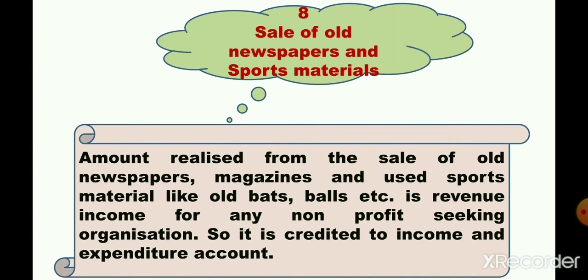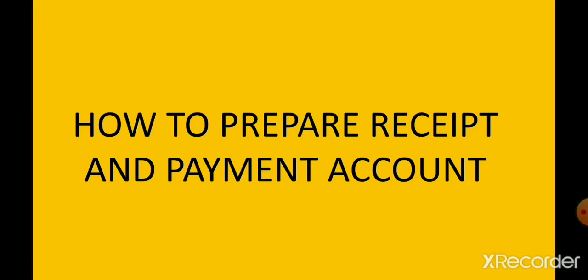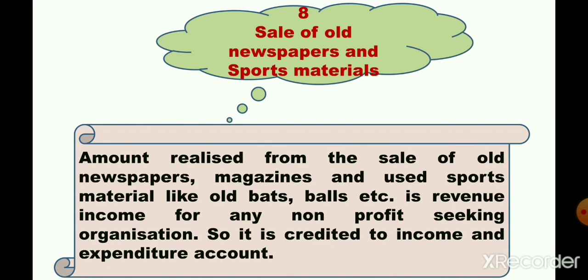Next term is sale of old newspapers and sports material. Amount paid for newspapers, magazines, periodicals, etc. is debited to the income and expenditure account, it being a revenue expense. Thus, amount realized from sale of old newspapers, magazines, periodicals, etc. is credited to the income and expenditure account. Or you can say on the credit side of the income and expenditure account as an income. So these are the terms used by an NPO.